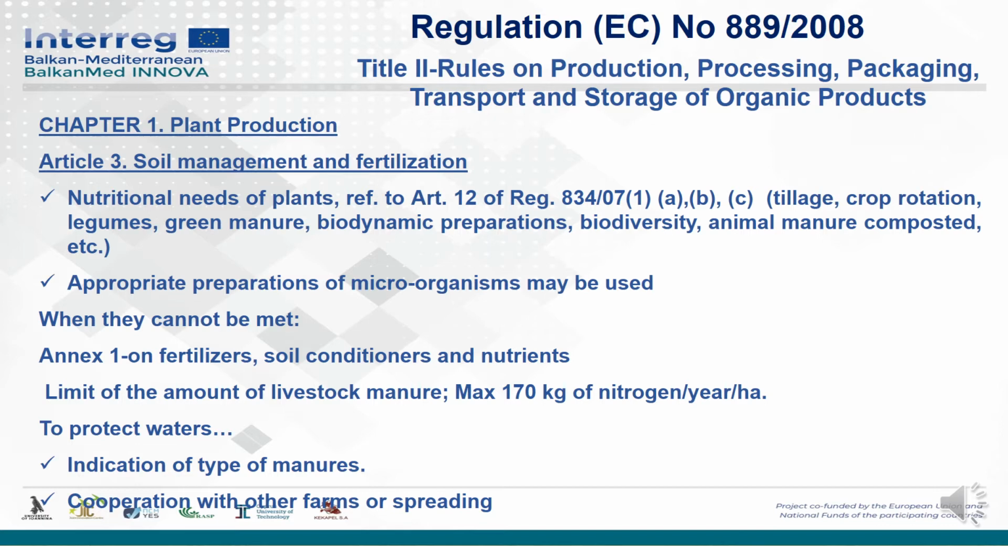There are indications of types of manures, and again, in the case where the farm does not fulfill its needs for organic fertilizers, manure, animal manure, and so on, it can take from other organic farms. So there can be a cooperation with other farms or a spreading of soil fertilizers like manure, animal manure, or compost.